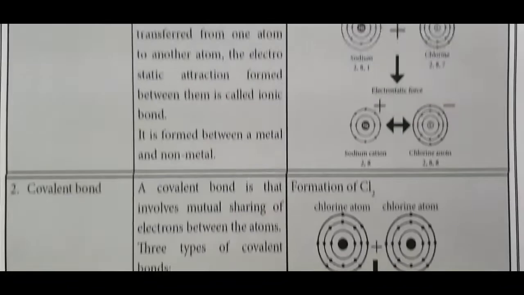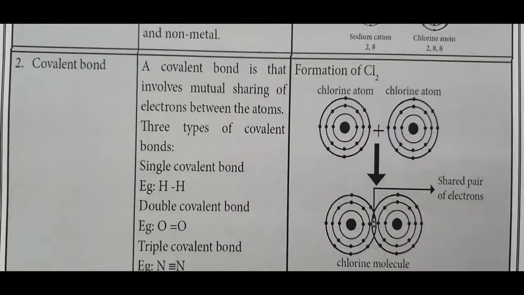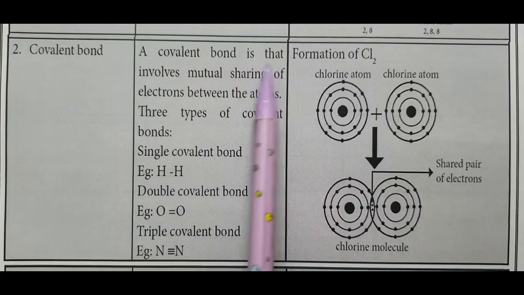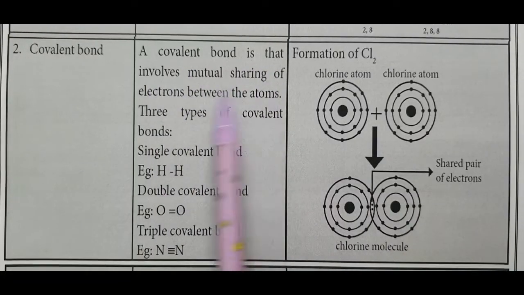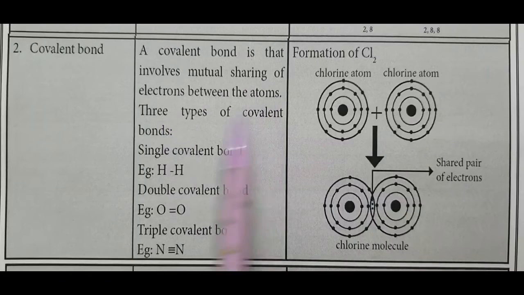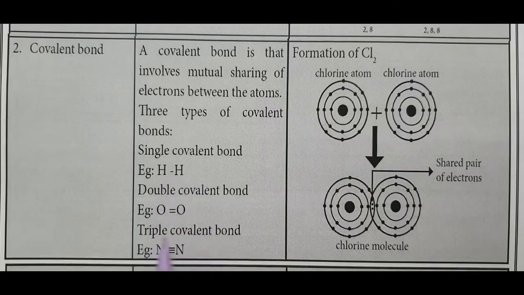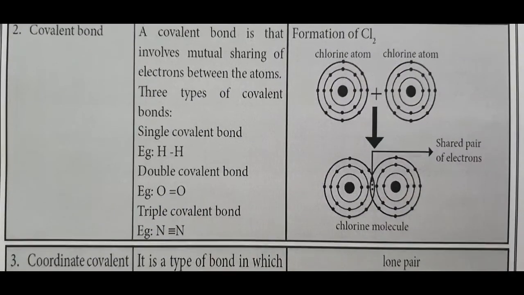Come to the covalent bond. The second type of chemical bond is the covalent bond. A covalent bond involves mutual sharing of electrons between the atoms. Three types of covalent bond. Single covalent bond: one electron is shared between two hydrogen atoms. Double covalent bond: two electrons are shared between two oxygen atoms.